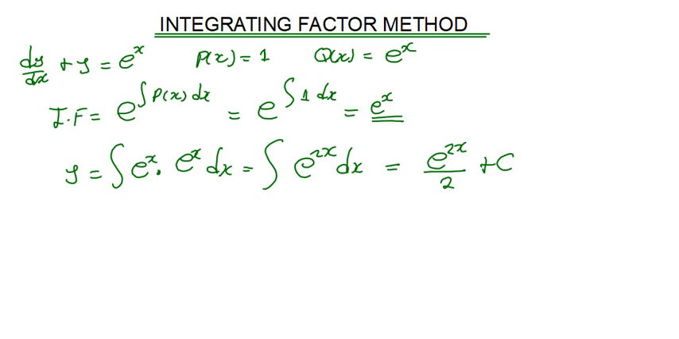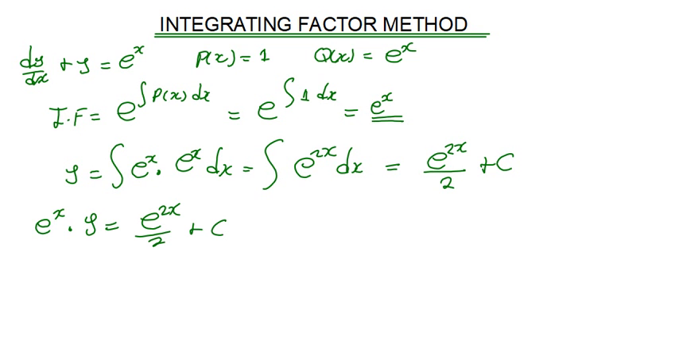Plus c. But remember, we said to find the final equation, we have to multiply our y, not everything, but just our y itself, by the integrating factor. So you're going to say the integrating factor multiplied by y is equal to what we have right here. My integrating factor is e to the x. Okay, e to the x multiplied by y is equal to e to the 2x divided by 2 plus c. So now we can divide both sides by e to the x.